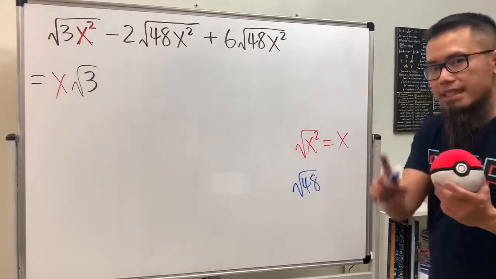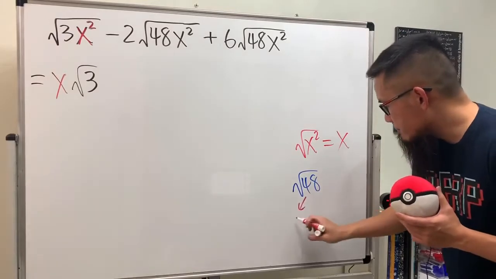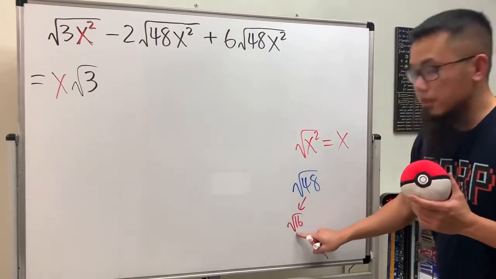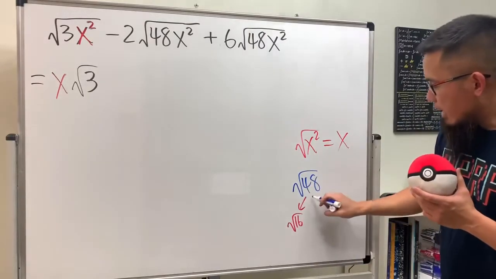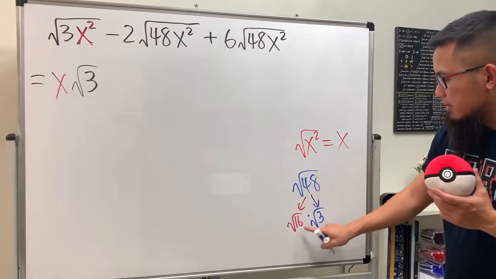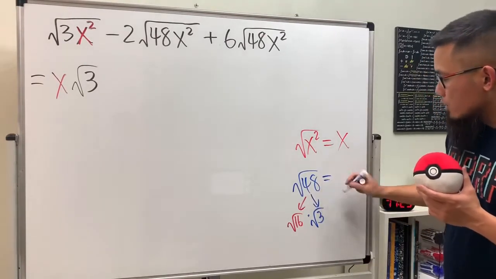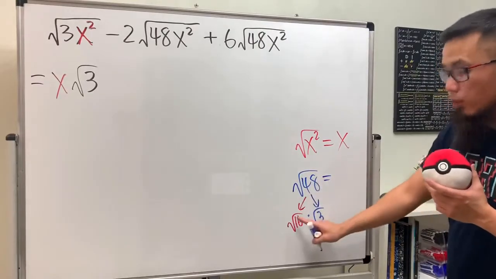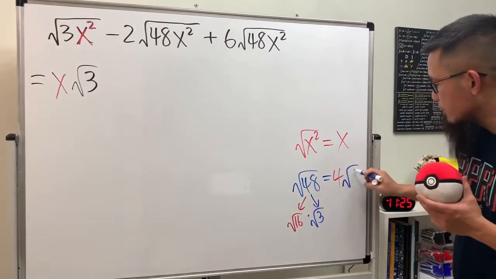Let's use 16 and 3, because the square root of 16 is a perfect square, so we know the answer for this is equal to 4. Square root of 16 times square root of 3 will give us square root of 48. So we know this is equal to 4, and then we have the square root of 3.